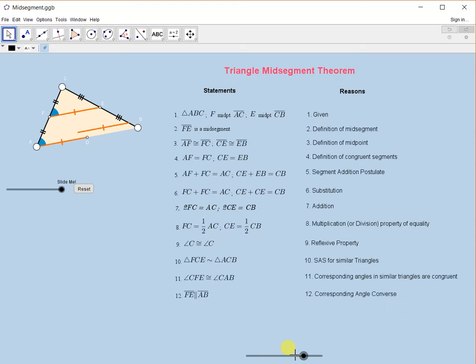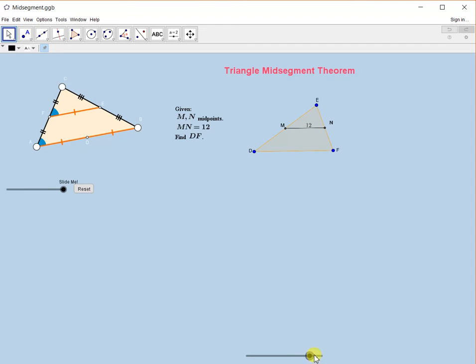From here, we have one part of our theorem proved, that FE is going to be parallel to AB because of the corresponding angle converse, which basically states that if two lines are cut by a transversal such that the corresponding angles are congruent, the lines are parallel. And then last but not least, our last and final step, that FE is equal to half the length of AB because the corresponding sides of similar triangles are in proportion. And that concludes our proof for the theorem.